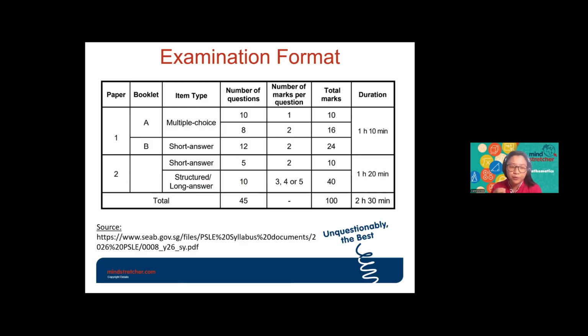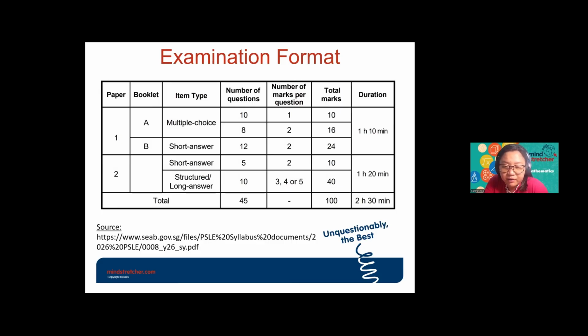In paper 1, you also have your booklet B, where you need to show some working and write down the final answer. That's your short answer question. There will be 12 of them, and all of them will be 2 marks each. That will give you 24 marks. So in total, your paper 1 will be 50 marks, which is 50% of your PSLE maths weightage, so it's half of it.